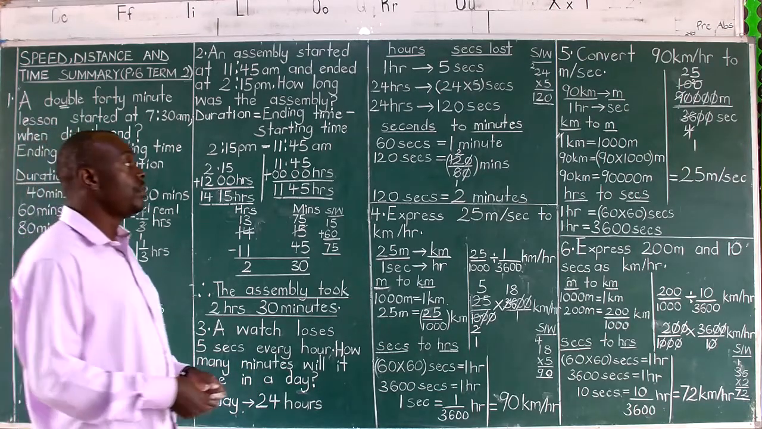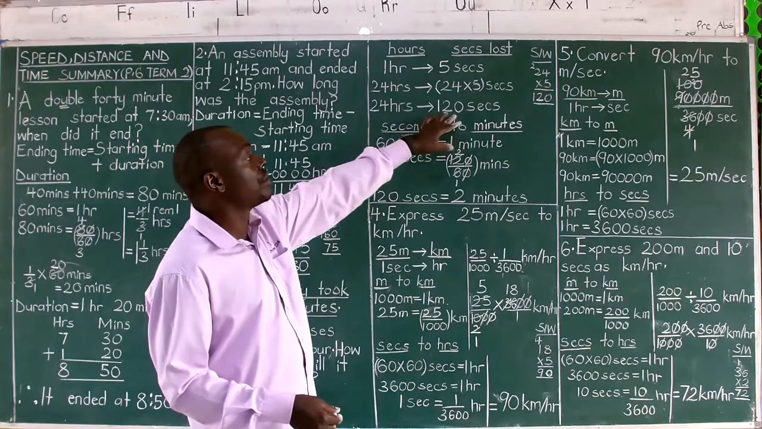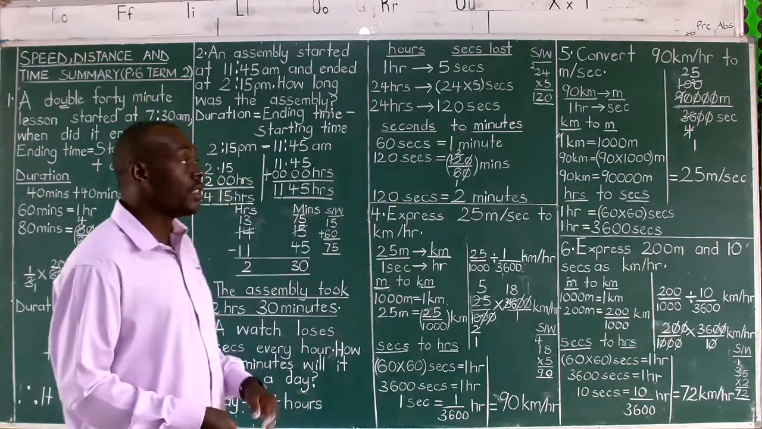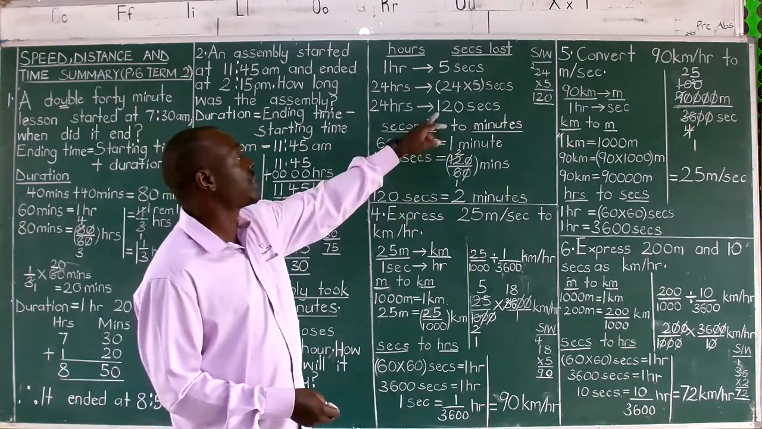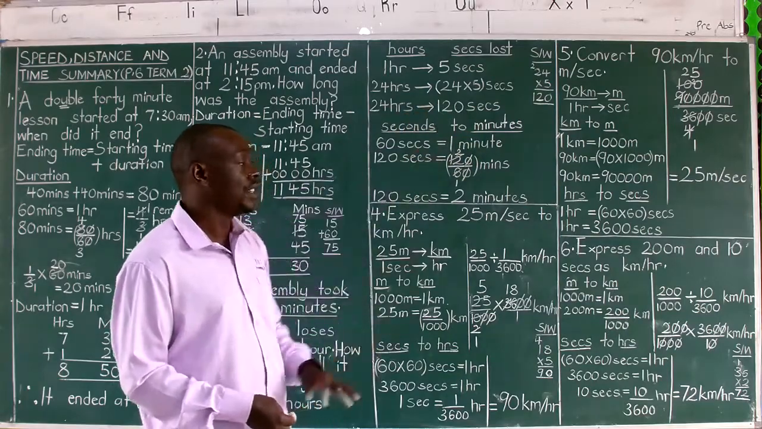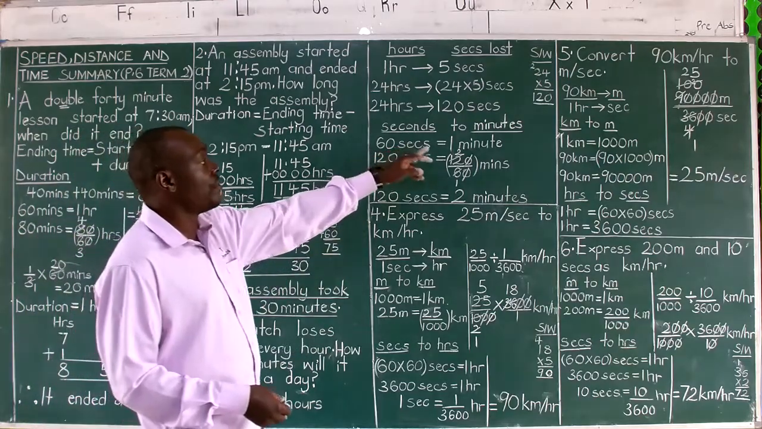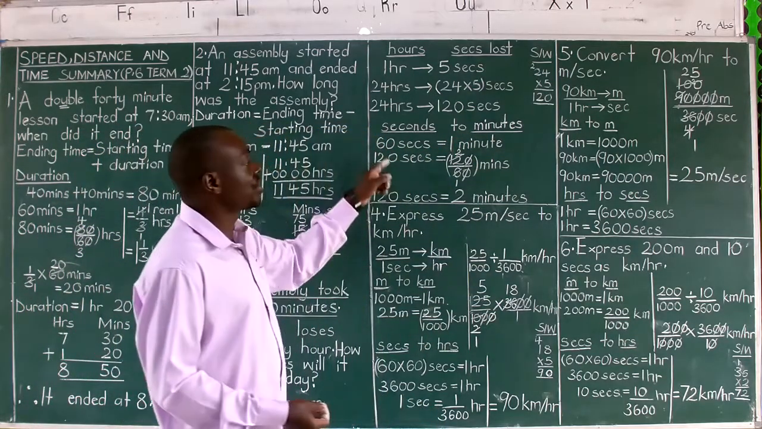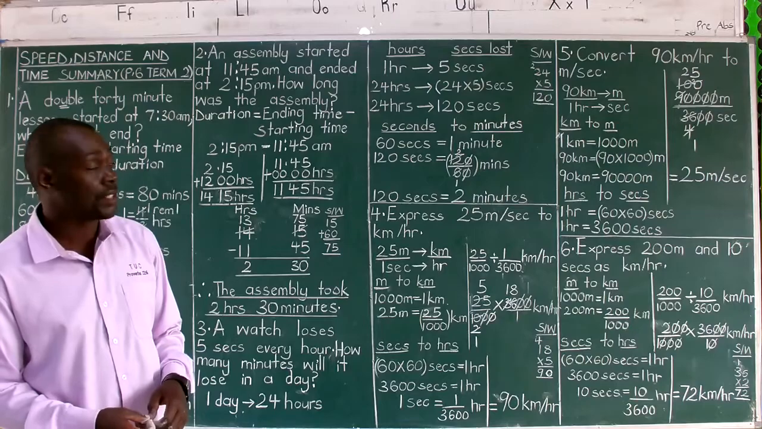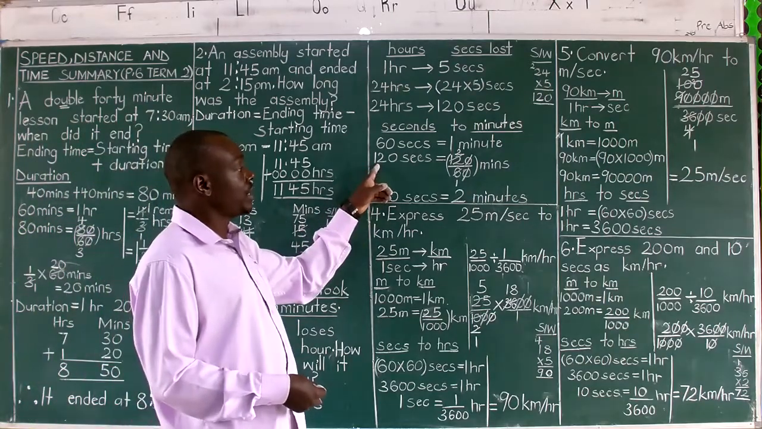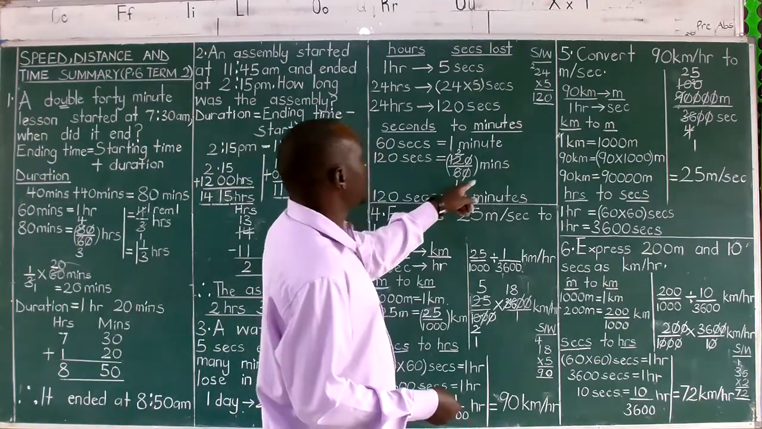Now that we have already found out the seconds lost in a full day, we then convert this same 120 seconds to minutes. So I will answer in minutes. So we go from seconds converted to minutes. We know 60 seconds make a minute. You must be knowing that. Then what about 120 seconds? So that's 120 divided by 60.